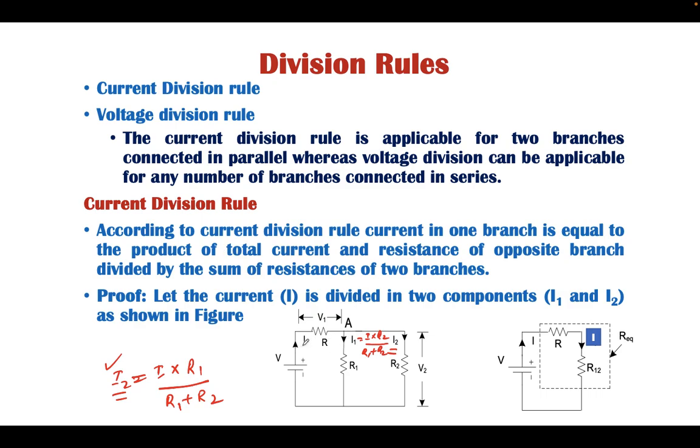Now how do we calculate this I? This I can be calculated by taking the parallel combination of R1 and R2, then summing up with R, so the total current can be calculated. Then, to find the current in these two branches R1 and R2, we can easily apply the current division rule.